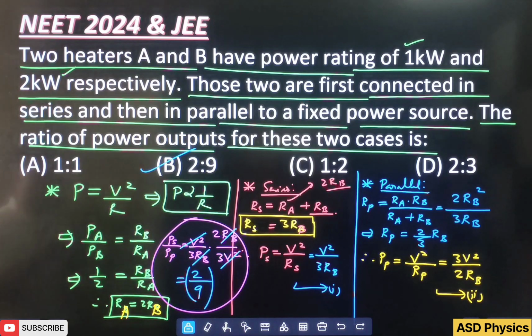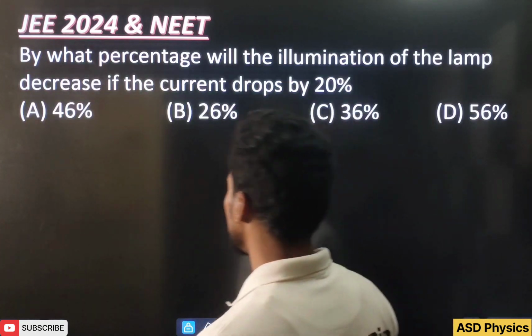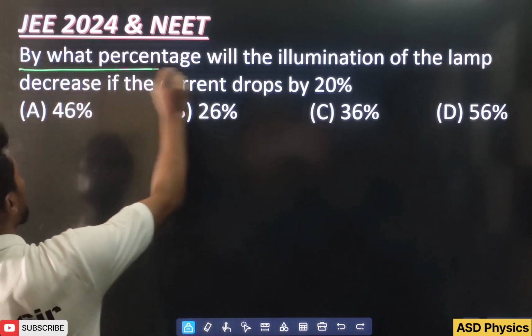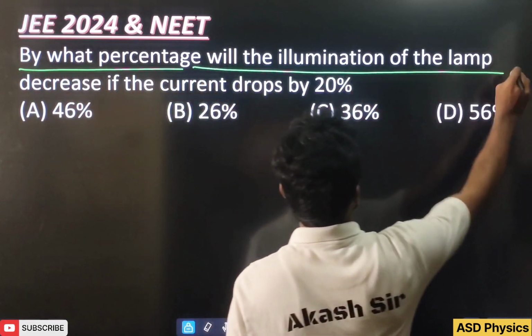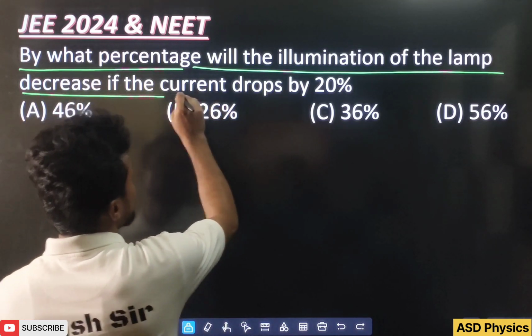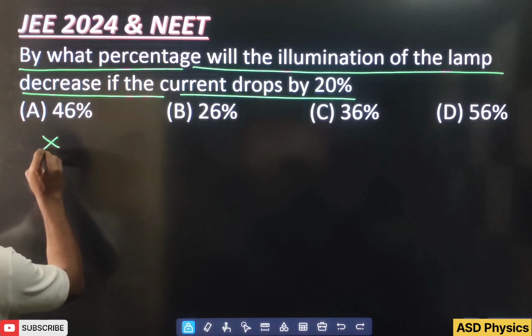Okay students, so I think this question is also very clear to you. Now we are going to move to the last question. The question is: by what percentage will the illumination of the lamp decrease if the current drops by 20%? Okay, so let me see here.